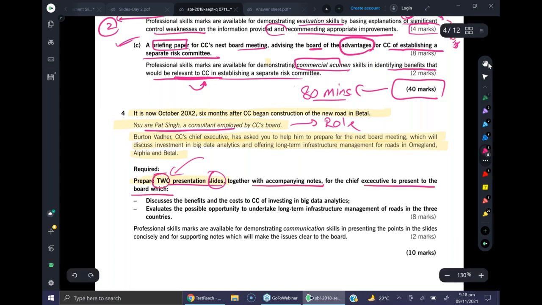So there are 2 slides I need to make. The first slide will be to discuss the benefits and costs both. So don't only talk about benefits, but the cost of CC investing in big data. So maybe I'll talk about 2 benefits and 2 costs. Because you know that on one slide, how many bullet points we should have? That's part of effective communication. On one slide, we should have 3 bullets. Okay. Can I get more answers? Oh, 2 to 3.